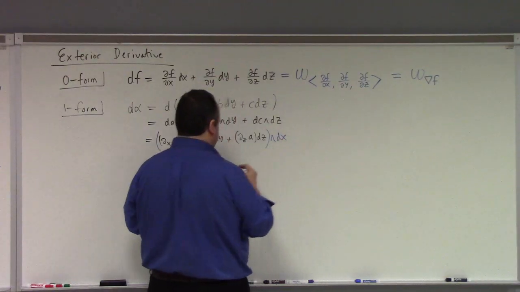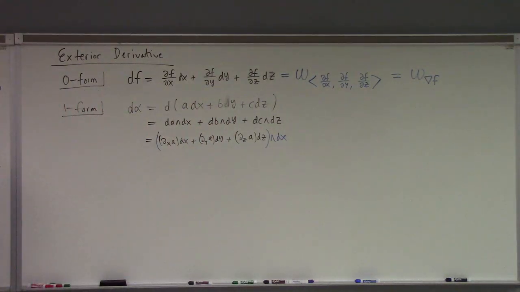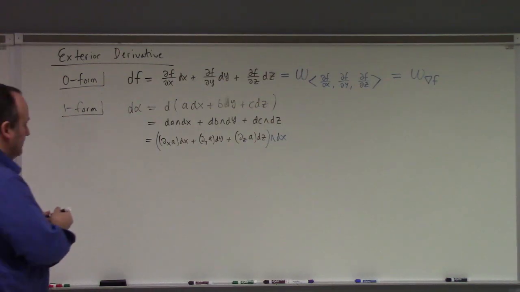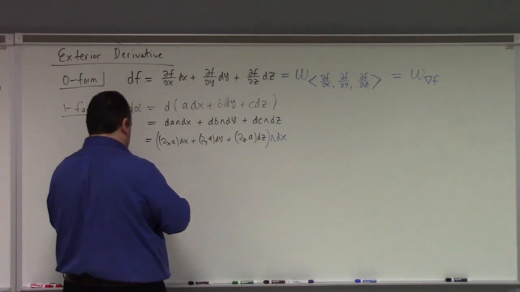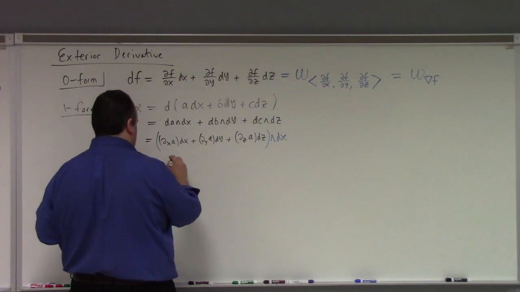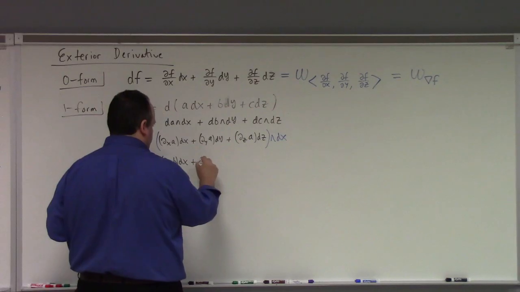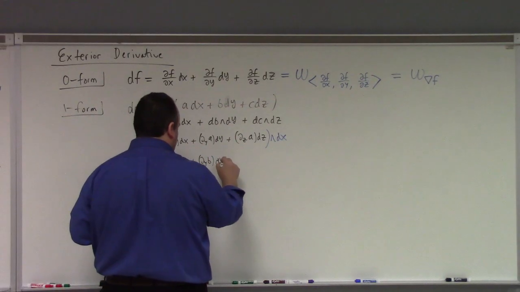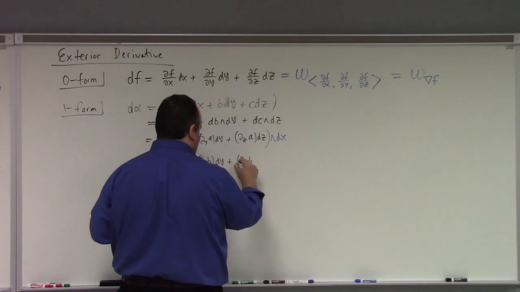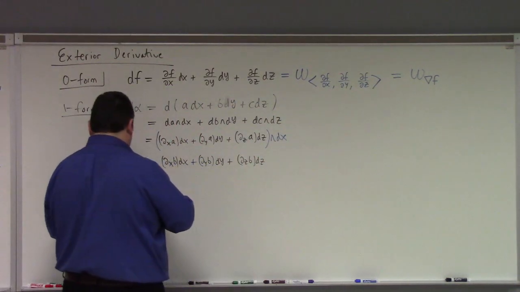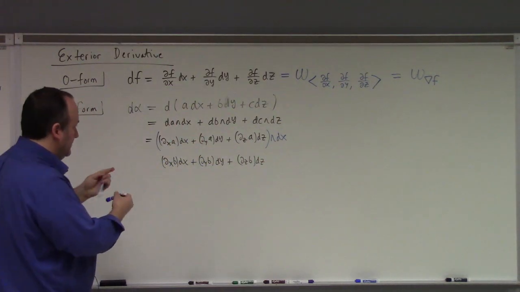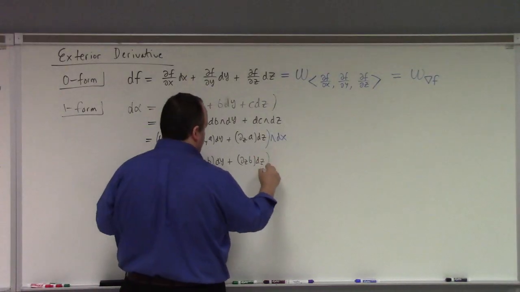Wedged with dx. And this is a lot like the calculation I did in example 1, right? But now we have derivatives. So next up, we've got partial xb dx plus partial yb dy plus partial zb dz. All of that gets wedged with your dy.